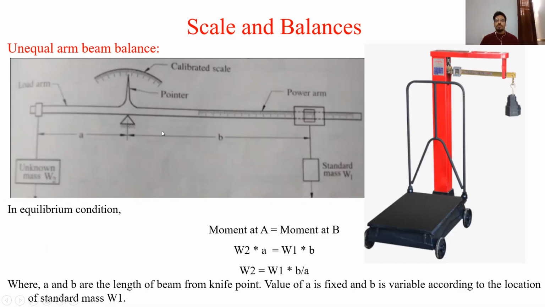This is how the unequal arm beam balance works, and it is utilized in many places, like you have seen in post offices and railway stations. This type of machine you have seen, and it is an example of the unequal arm beam balance.